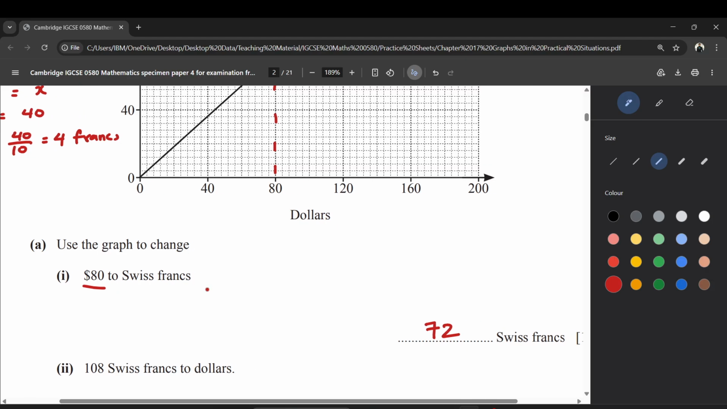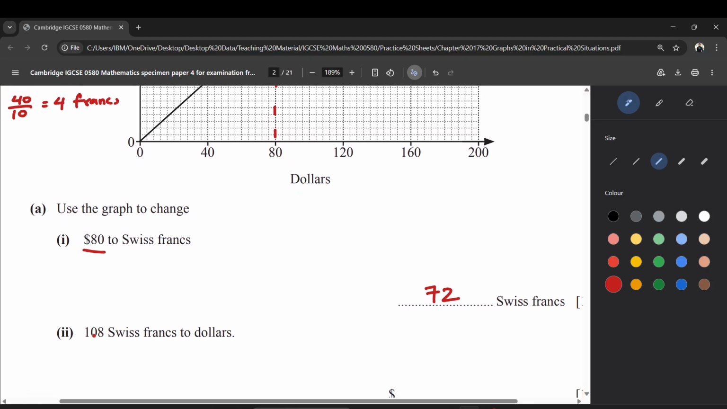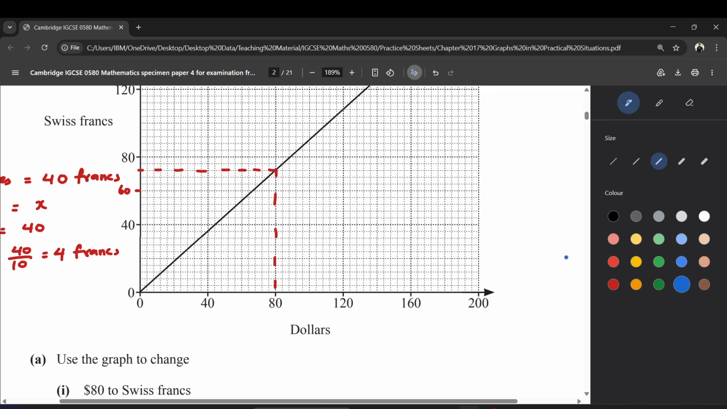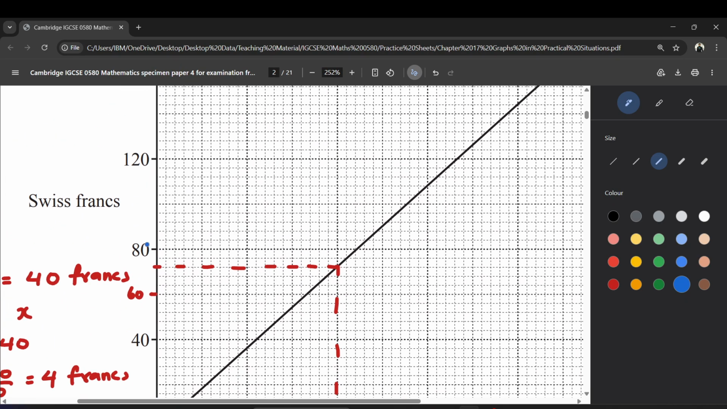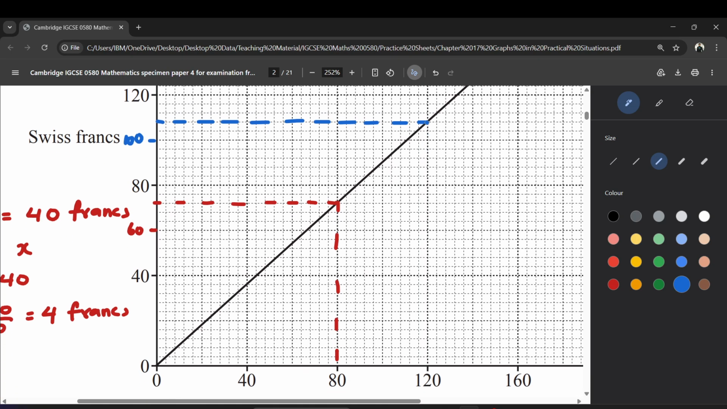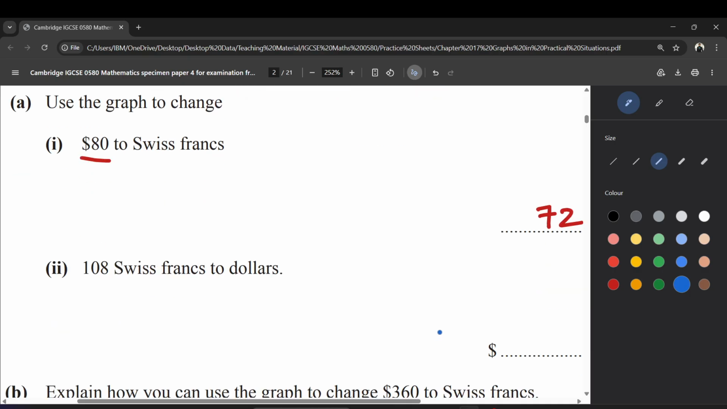Part 2 is change 108 Swiss francs to dollars. Now let me use a different color. Now we need to look for 108. Between 80 and 120, this should be 100. Now starting from here, 104 and 108. So now I'm going to start drawing a dotted line all the way to the graph. The graph touches here, right? So from here, I'm going to draw a vertical line below like this. So I can see that this is equivalent to $120.